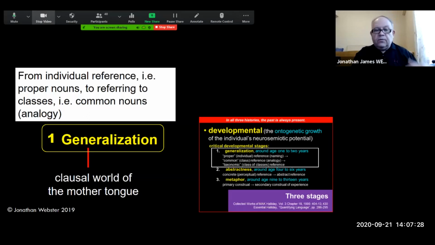So generalization occurs for children between the ages of 1 to 2 years.